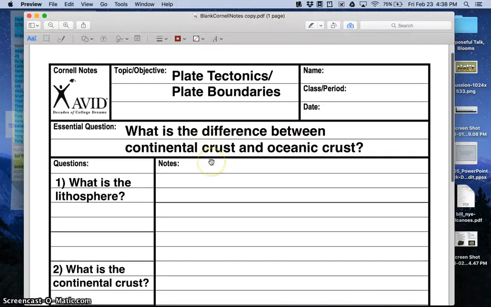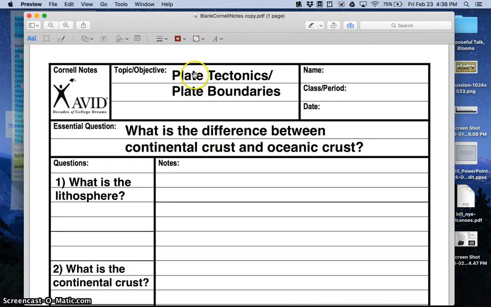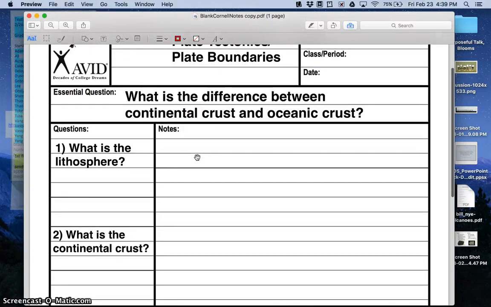All right, so our topic or objective, right now we're in the unit plate tectonics, and we're moving on to plate boundaries. Plate boundaries is about how the plates are interacting with each other. Are they moving towards each other, away from each other, or just sliding along each other? And there is a difference there, and that's why we have to talk about the different kinds of crust.